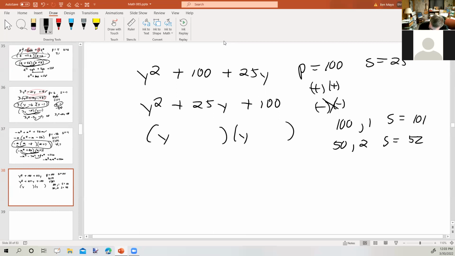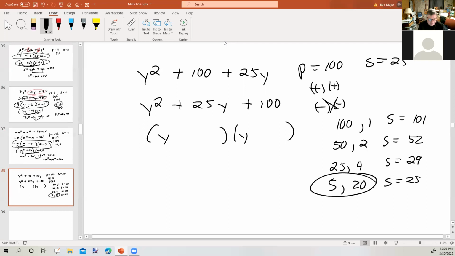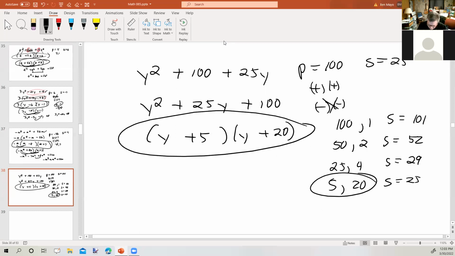Well, let's see. We're getting warmer, but still not there. 50 is even, so I could cut that in half and double the second one, and I'd have a sum that's 29. Well, I can't cut 25 in half, but I could take a 5 out of 25. So if I divide that by 5, I'll have to multiply the 4 by 5, and I get 20, and that gives me a sum of 25. So there it is. There's my two numbers, plus 5 plus 20. Okay. Sometimes you hit it right on, sometimes you go past it and you have to work your way to the middle. Anyway, so there's the answer to that.